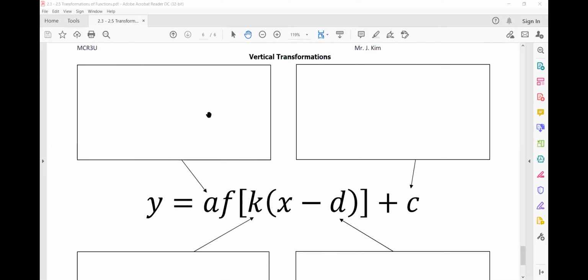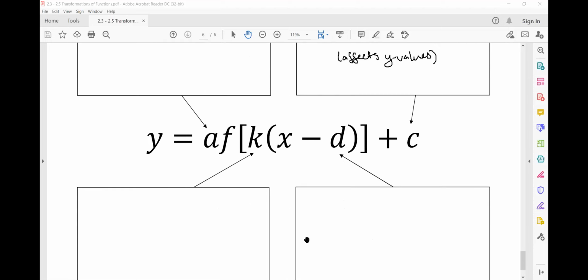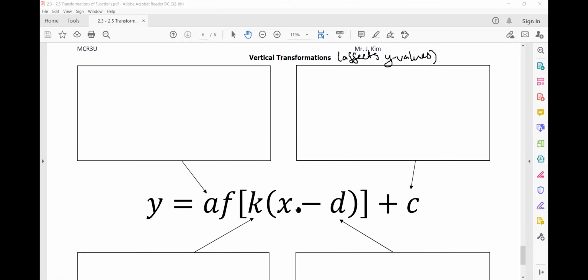Okay, so the top portion, the top two boxes represent all the things that happen to me vertically. Another way of saying that is it affects the Y values only. And in the same way, in the very bottom, horizontal transformations, the two letters are going to affect the X values, okay? So what am I dealing with here?